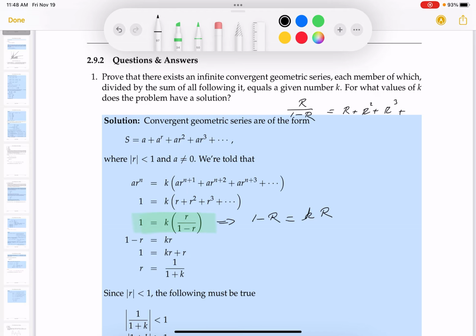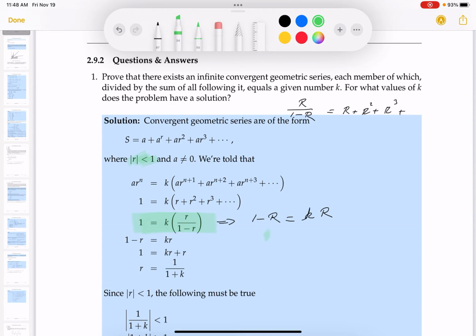I know something about R. I want to point out what I mean by that. I know something about R, but I don't know anything about K at this point. So I guess what I want to do is solve it for R. Let me write this down.